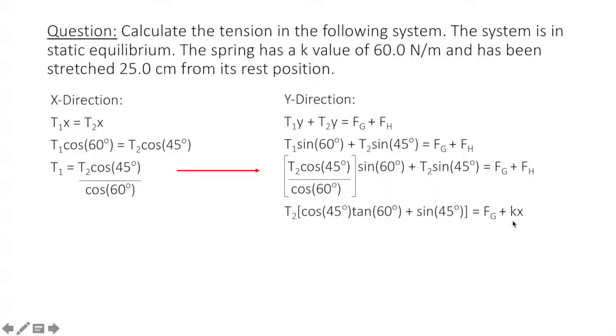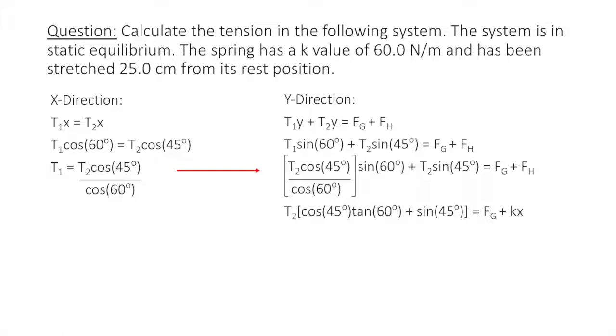Before you carry on with your calculation, I should mention here that Fh is equal to K times X, where K is the stiffness of the spring in newtons per meter, and X is the stretch or compression of the spring in meters. So before you plug in any values, just make sure you convert the 25 centimeters, which was given in the question, to 0.25 meters to make sure all your units are consistent and accurate.